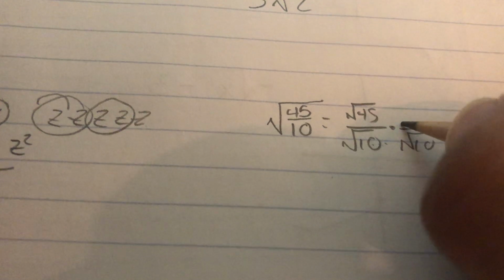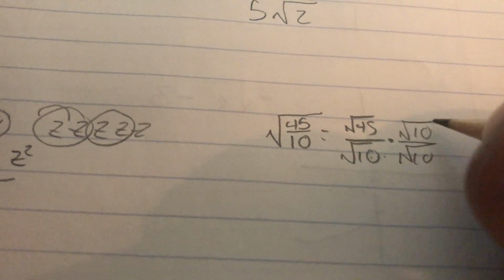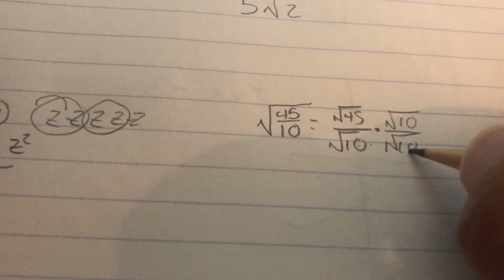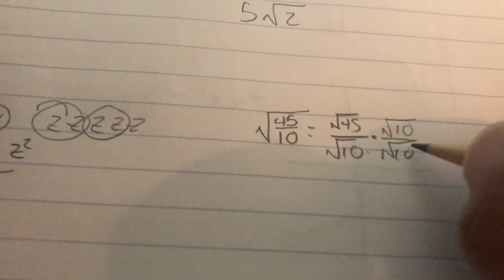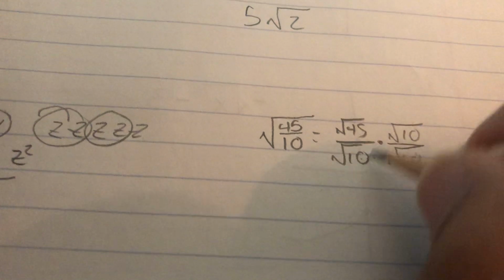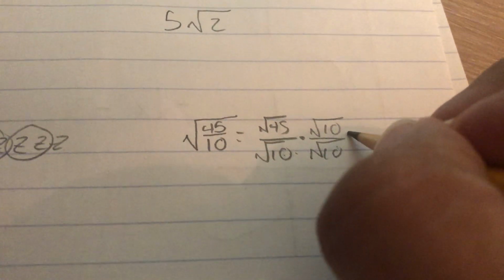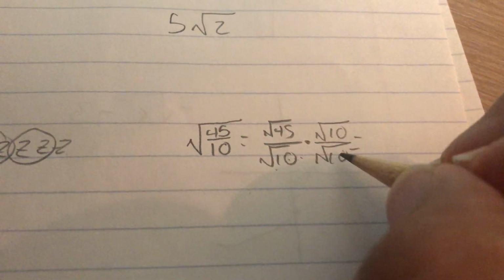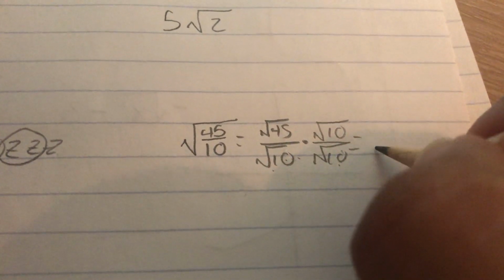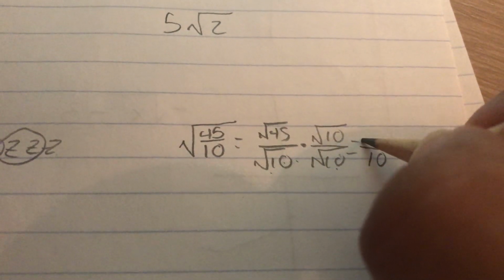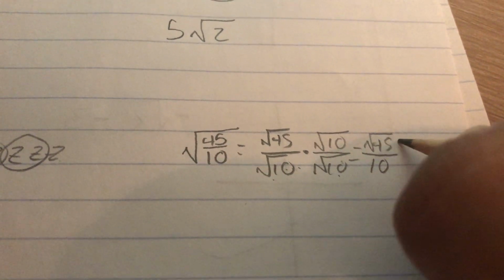But to make sure that I can even do that, I have to also multiply the top by the square root of 10. Because the square root of 10 divided by the square root of 10 is 1. Any number divided by itself is 1. So I'm not changing this number because I'm just multiplying it by 1. I'm just changing the way it looks because we're just simplifying it. So square root of 10 times square root of 10 gives me 10 on the top. And the top is going to end up to be the square root of 450.